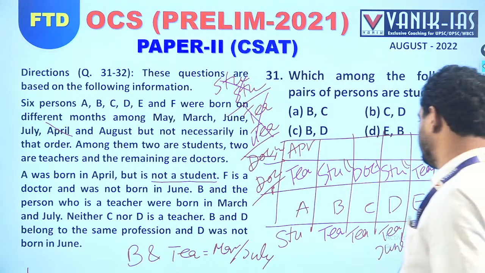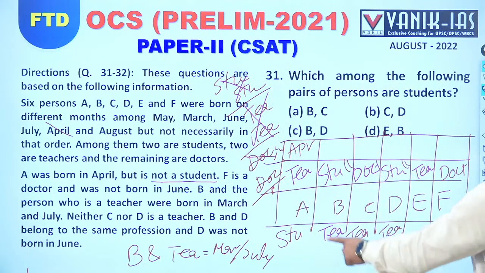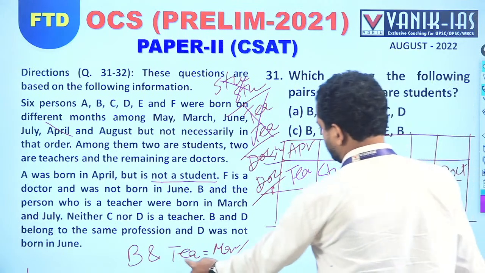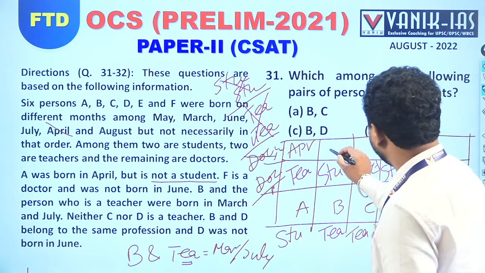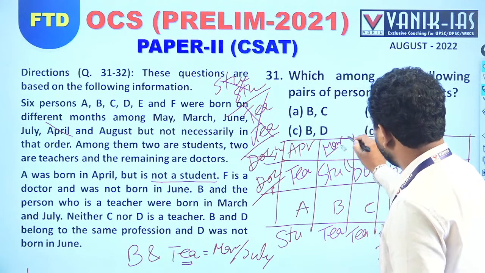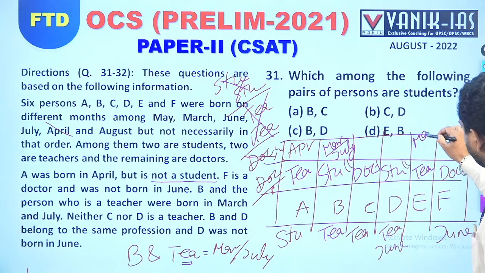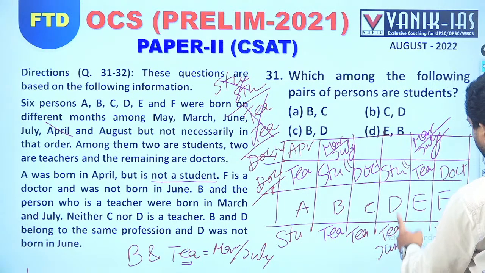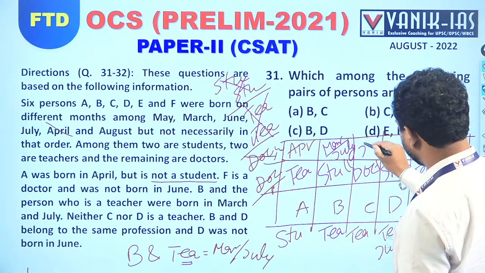What about months? B and teacher, March, July. One of the teachers is already with April. That's why this teacher, of course, we're talking about this one, may be March, may be July. It's not even cleared. Now you can see these two boxes are negative from June. These two, June cancel. This is June.